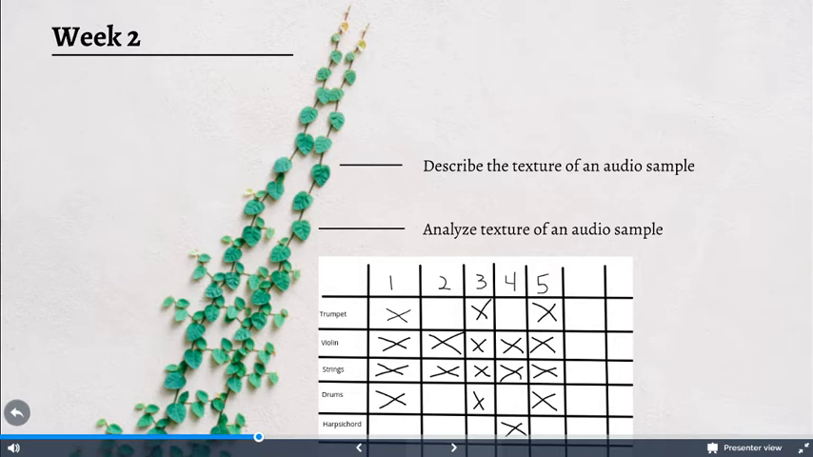and the third time through, they would determine the instrumentation of each of those large sections. So then students would be able to visually identify where the texture is thick and thin and the changes that occur between sections.